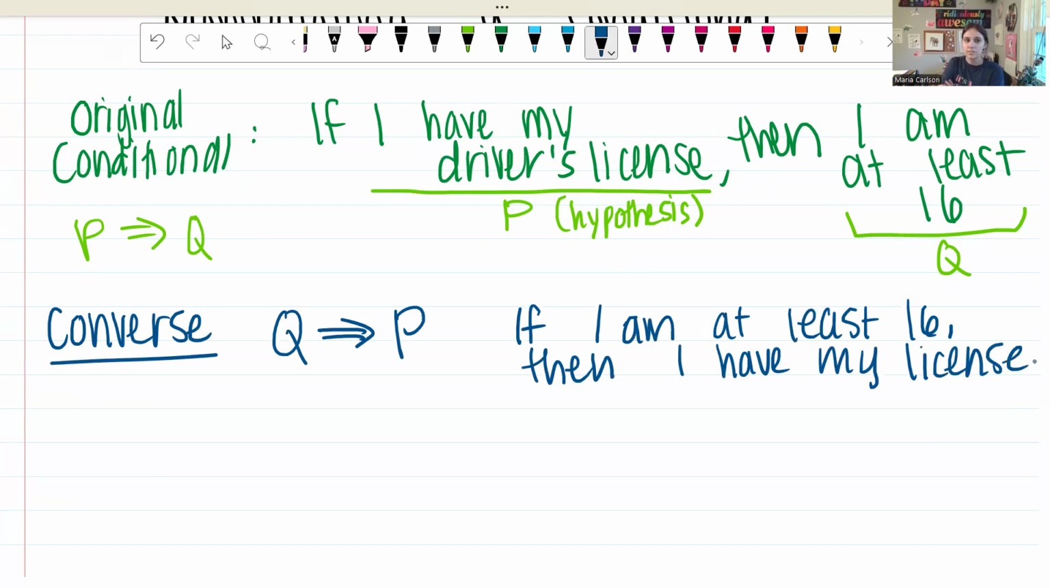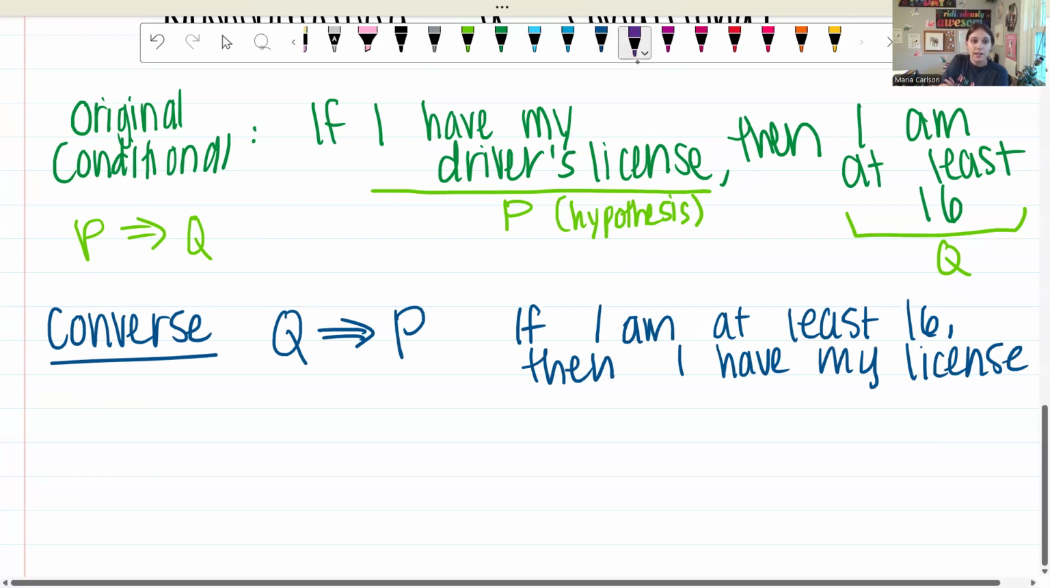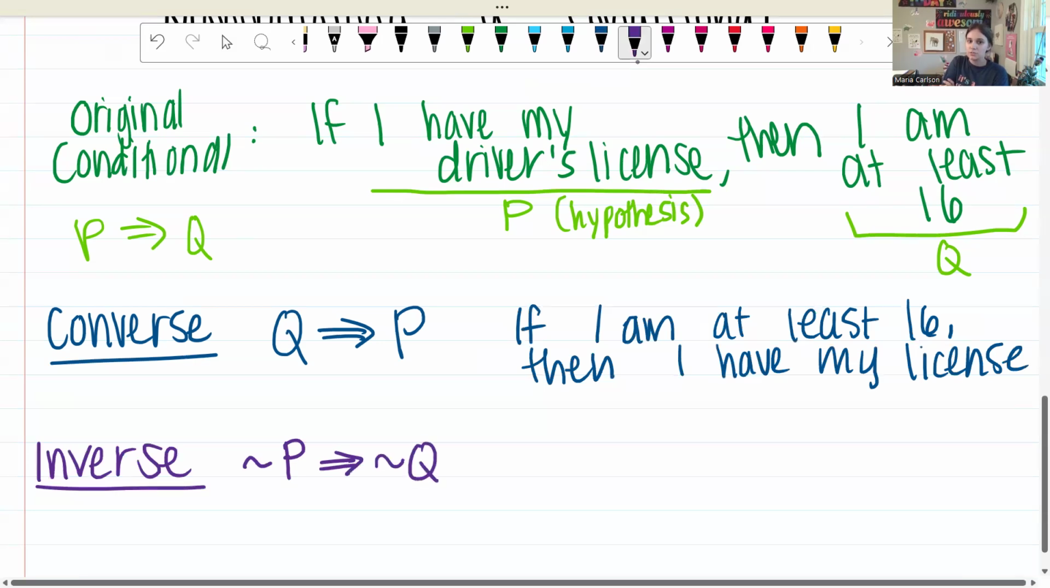So our converse flips the order. Instead of P implies Q, it is Q implies P. Your inverse, if I find the inverse of our original conditional, that is not P implies not Q. So I find the negation of P, and that implies the negation of Q.